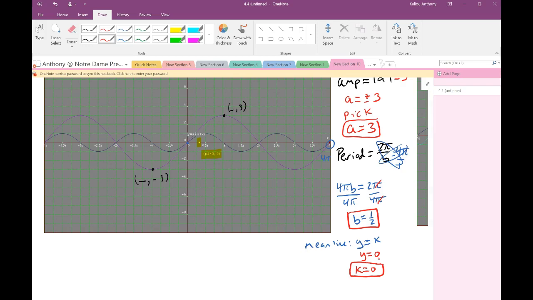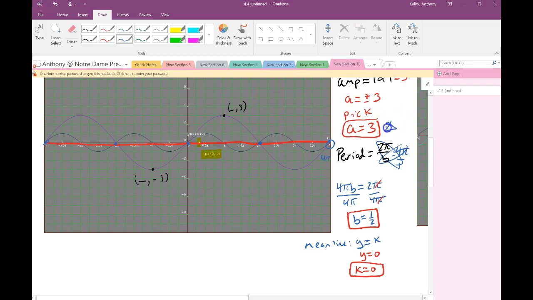And the last piece is to figure out my h now. To do this, I'm going to look at my function and identify a point on the mean line where the purple graph intersects it. So I have a couple of choices. I have this one, this one, this one, this one, this one. These are all points on the mean line.